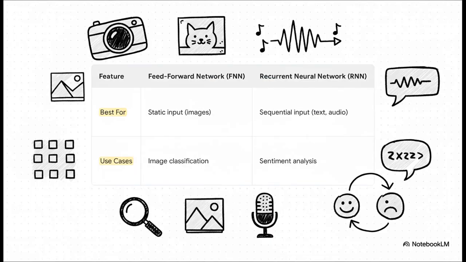This chart just lays out the practical difference perfectly. FNNs are fantastic for static snapshots, like classifying a single image. But for data that tells a story, like figuring out the sentiment of a movie review, translating a sentence, or recognizing speech, well, RNNs are absolutely the right tool for that job.